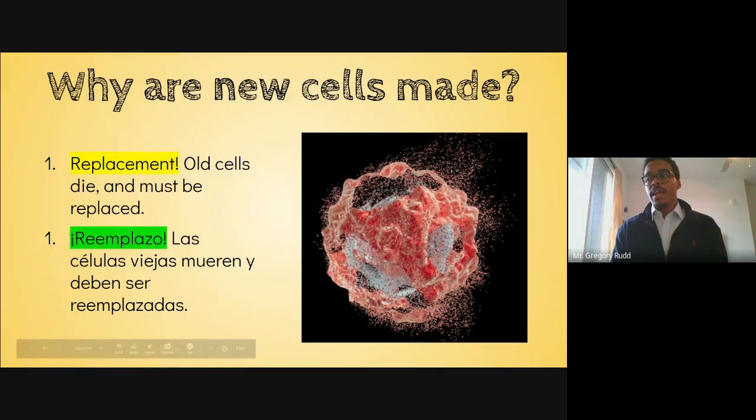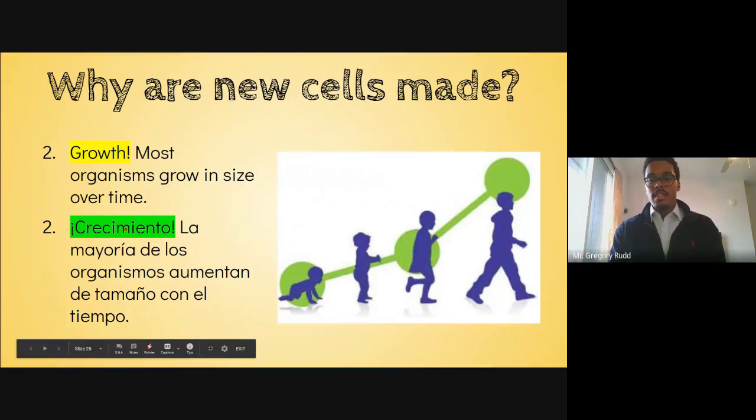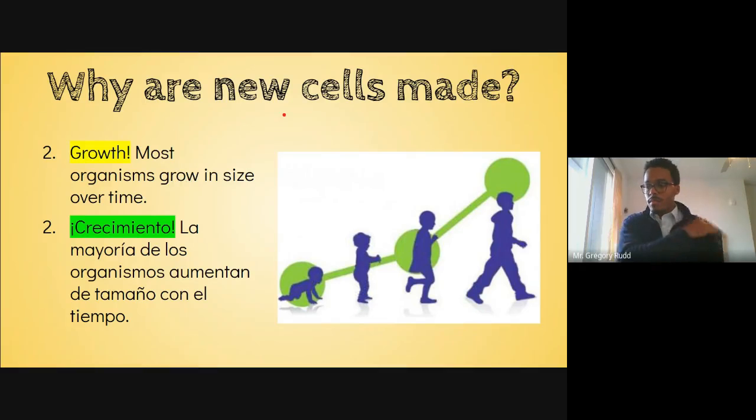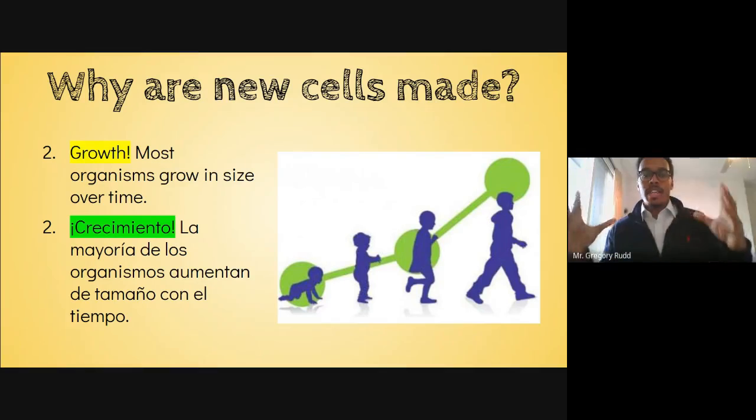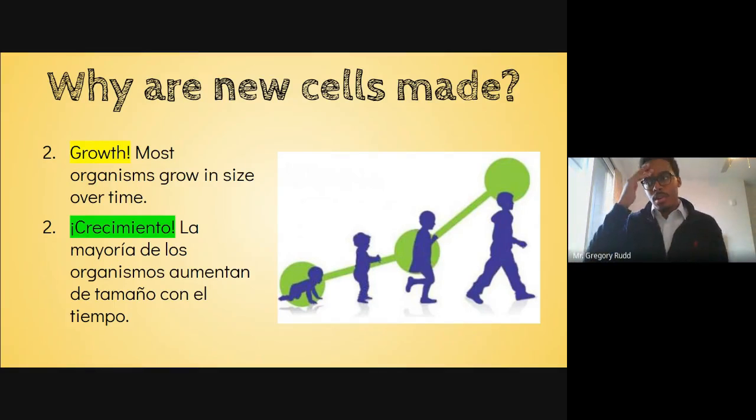The second reason that we make new cells is for growth. Abigail said it and Lisa hinted at it. So most organisms are going to grow in size over time. Like I said, typically organisms grow until they reach an age or a physical maturity at which they can reproduce. Growing requires new cells. So it's not that each cell in your body is getting bigger. It's that you're making more cells so that your body can get bigger.